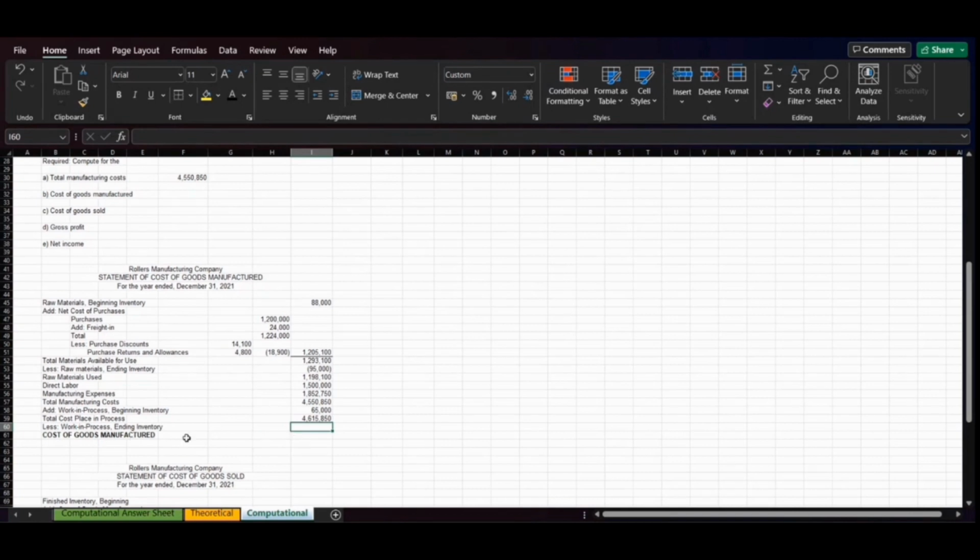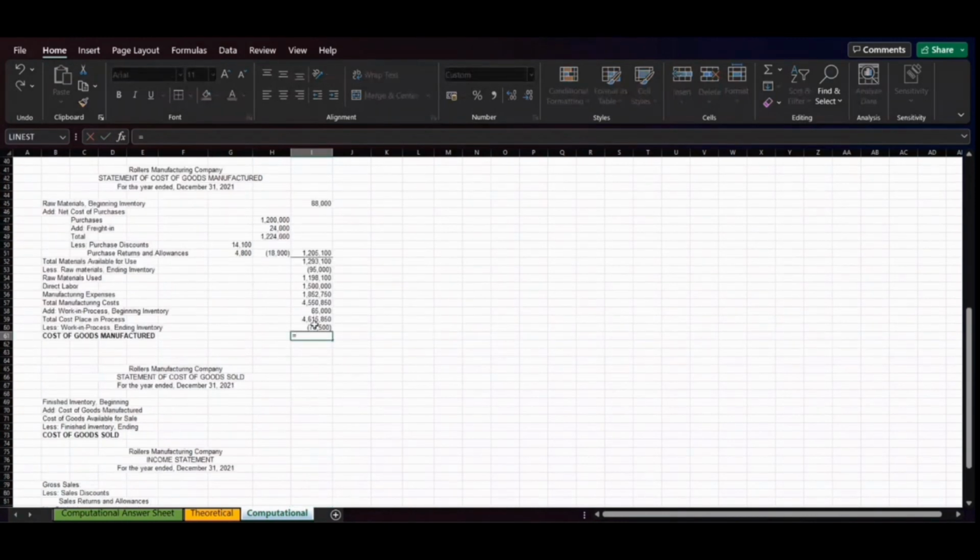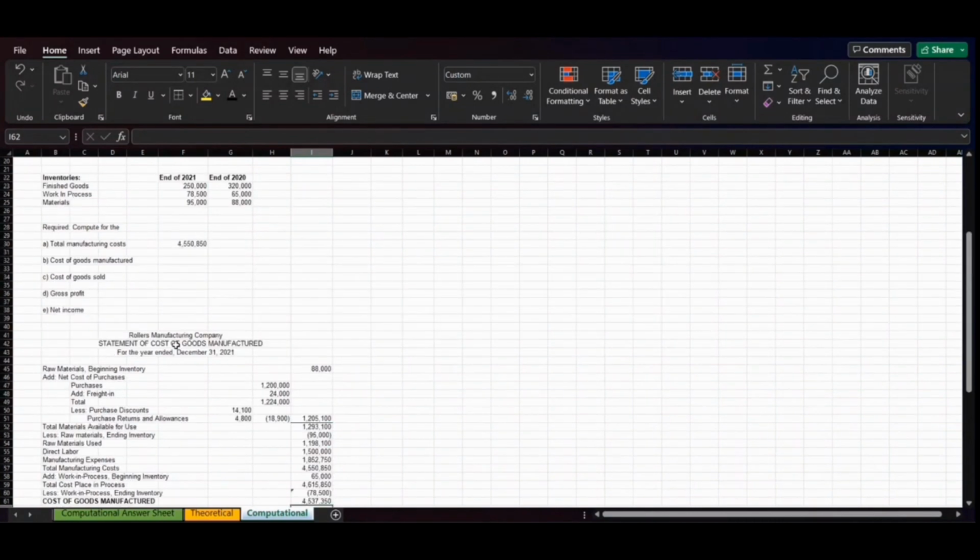So, to further get the cost of goods manufactured is, i-less lang natin yung ending inventory ng work in process. So, ang ending inventory natin ay nasa end of 2021. So, meron tayong 78,500. So, para makuha siya is, i-minus pala natin ang total cost placed in process sa work in process ending inventory. Ayan. Ayan ang ating cost of goods manufactured. 4,537,350. So, ayan, may isa na tayo sa number 2 for our requirements.